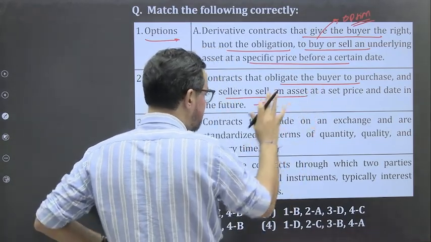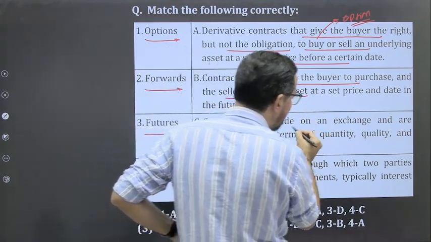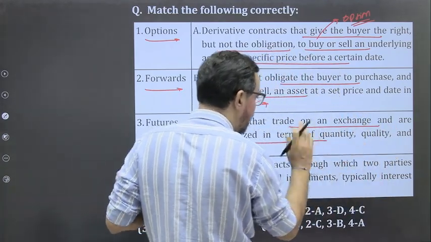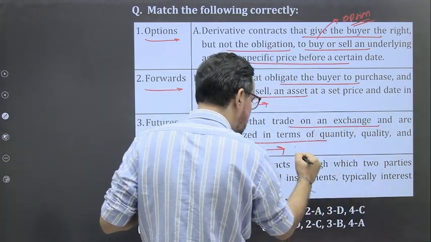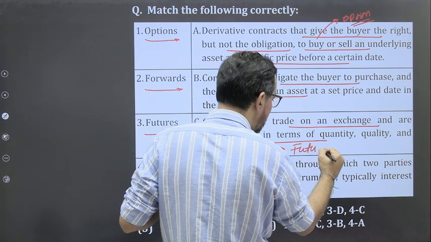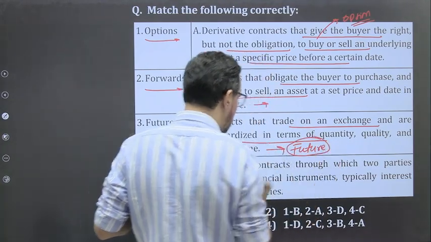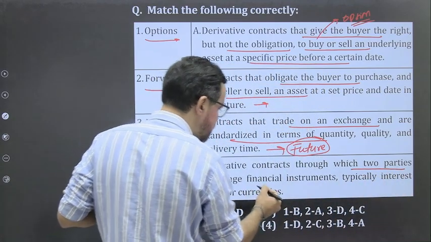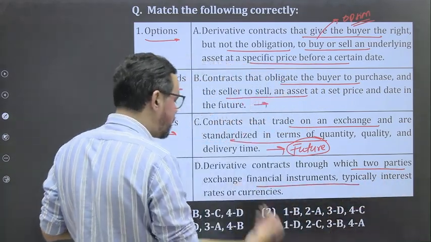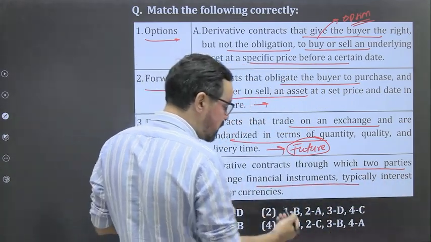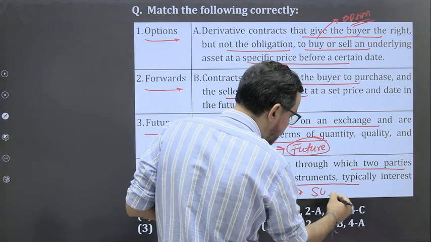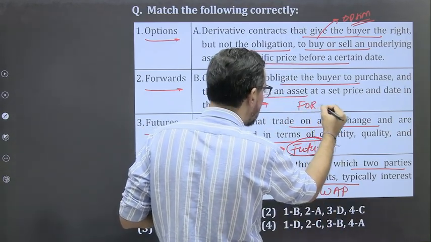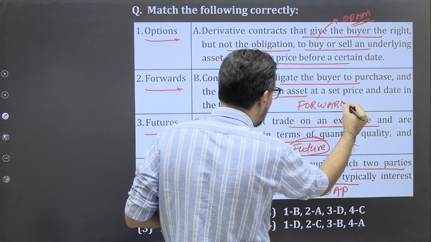Okay, we will not go into that now. A contract that is traded on an exchange and is standardized in terms of quantity and quality. So this is for 100% future. Futures are exchange traded contracts. A derivative contract through which two parties exchange financial instruments, typically interest rate or currency, is known as a swap. So this will be forward. This is the definition related to forward.